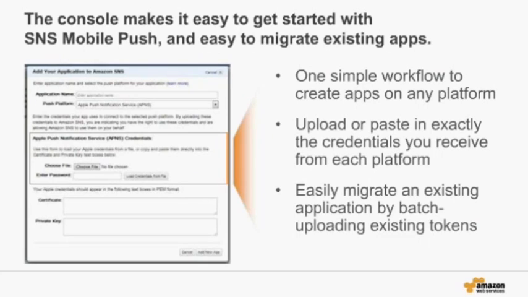It's simple to create a new app with SNS. It's also simple to migrate an existing app. You can grab the tokens that may have been previously managed in your own intermediary service that you built, and you can very easily drop those into SNS to begin sending push notifications with our service and stop having to do that extra work yourself.